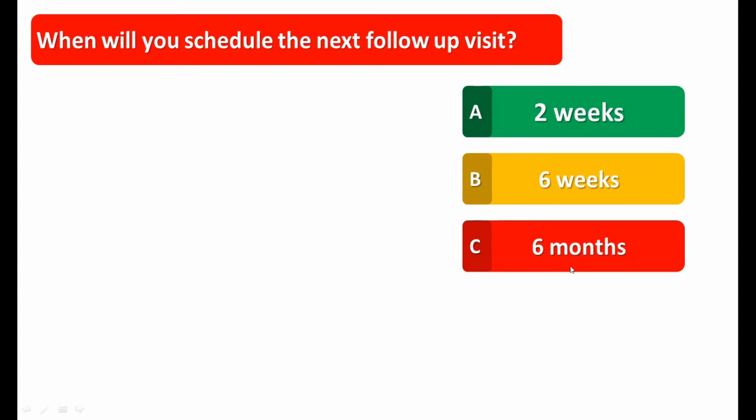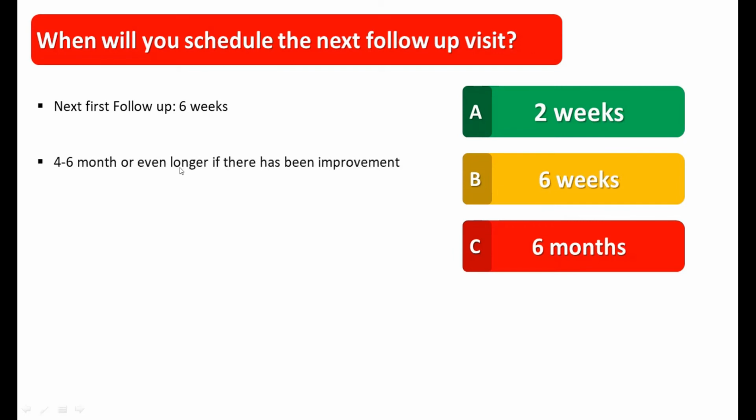6 months is too much because when it comes to amblyopia, time is crucial. So it needs time management. We have to spend every day wisely. So 6 months is too much. The first follow-up should be at 6 to 8 weeks. And if there is improvement, you can schedule the next follow-up at 4 to 6 months.